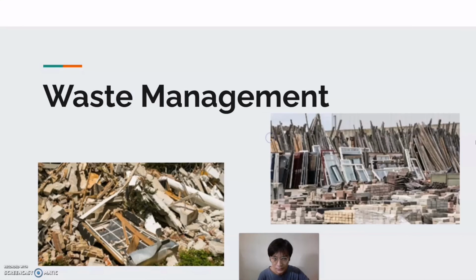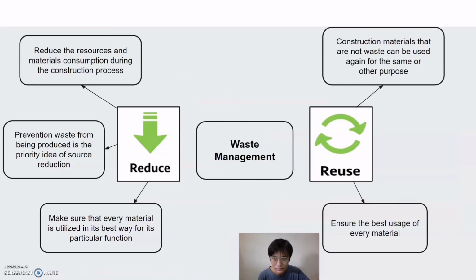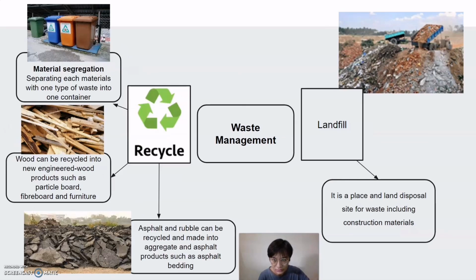Thank you. My name is Kevin Chai Sisian, and I'll start presenting waste management. First, reduce. Reduce the resources and materials consumption during the construction process. Preventing waste from being produced is the priority idea of source reduction. Make sure that every material is utilized in its best way for its particular function. Reuse. Construction materials that are not waste can be used again for the same or another purpose. Ensure the best usage of every material.